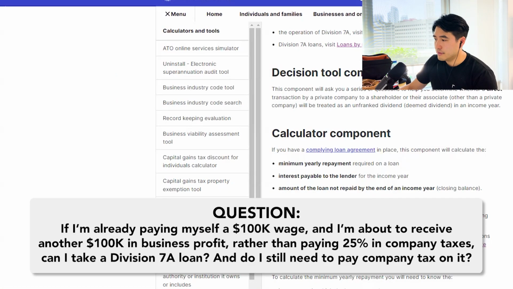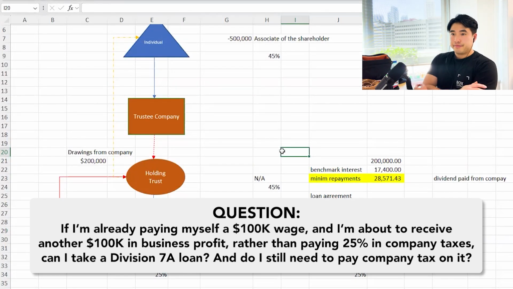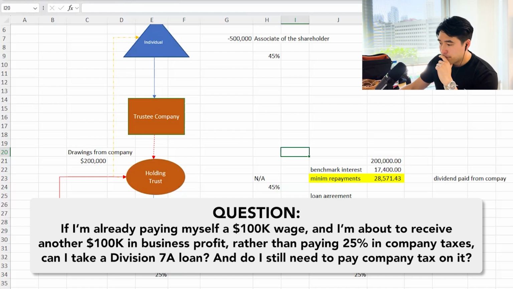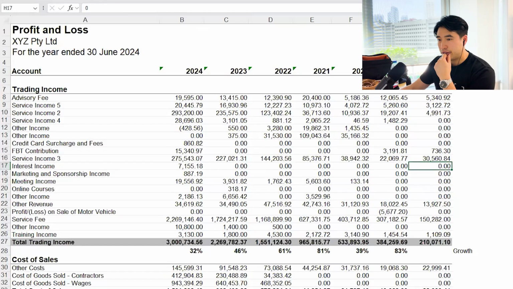Let's say, for example, I'm already paying myself a wage at 100K, and I'm about to recognize another 100K in profit. Rather than paying 25K in company tax, can I just give myself a 7A loan? Do I need to pay company tax on that before it goes out the door? Yeah, that's a very good question. The answer is basically that the loan itself is not a tax deduction and it's not an expense. So when you open up the P&L, let me just pull this up.